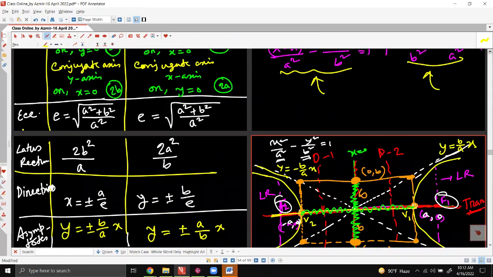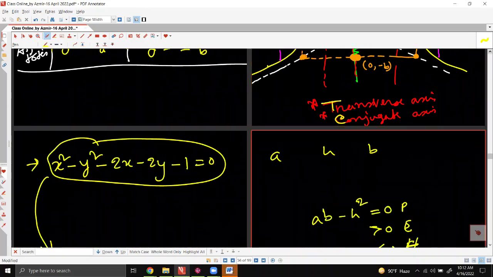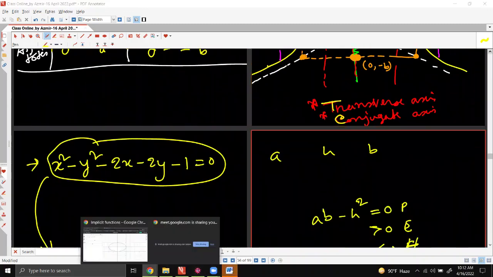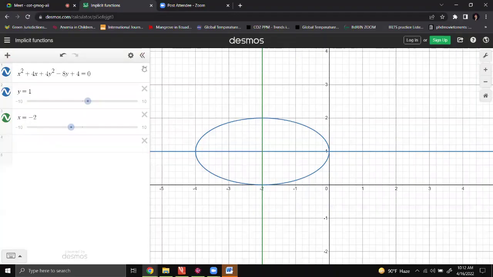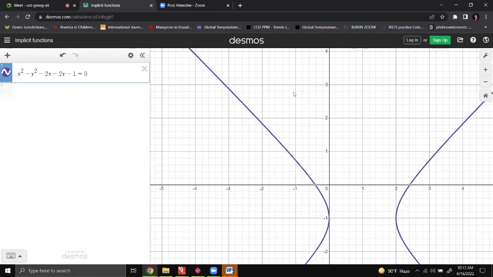So let us directly have a look at the graph of this equation. x squared minus y squared minus 2x minus 2y minus 1 equal to 0.